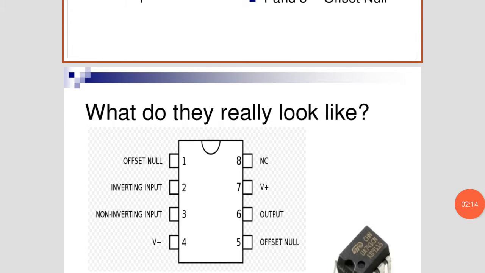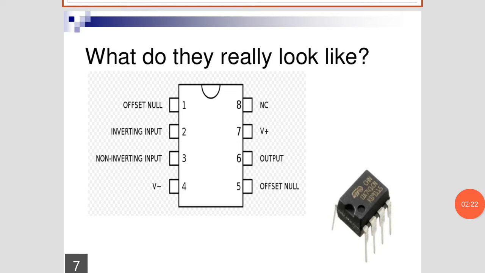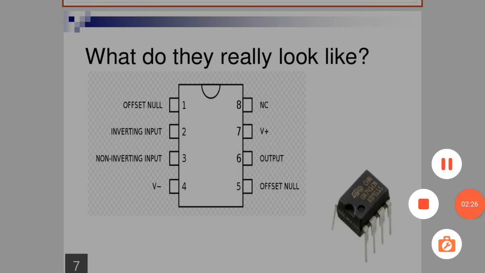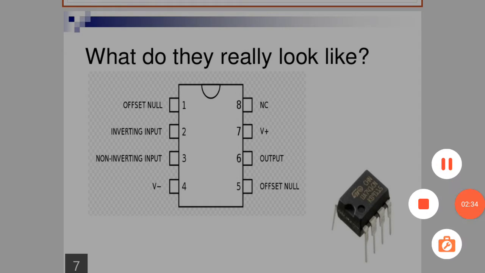What they really look like is as shown in the figure. This is the 8-pin IC. First is offset null, second is inverting input, third is non-inverting input, fourth is negative voltage, fifth is offset null, sixth is output, seventh is positive voltage, eighth is NC.